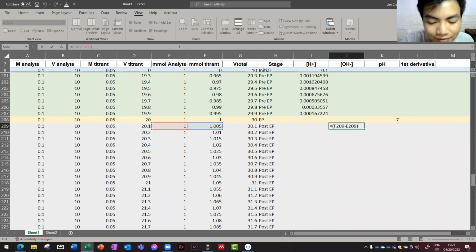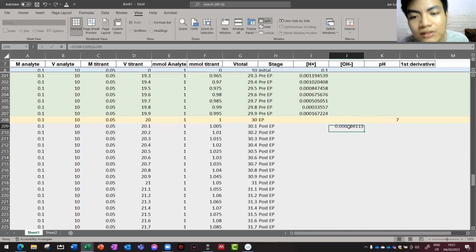I forgot to divide by the total volume. Okay, so there you go. Again, it's MTVT minus MAVA over V total. That will give us the concentration of the OH, and this is the equation for the post-equivalence point.